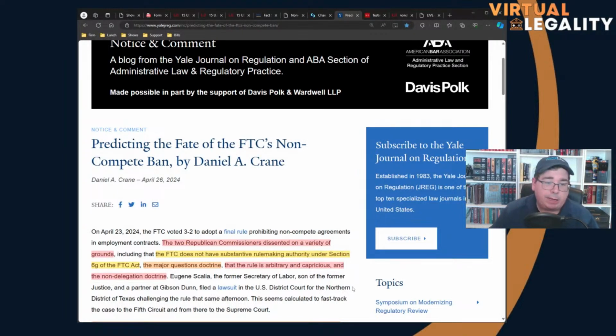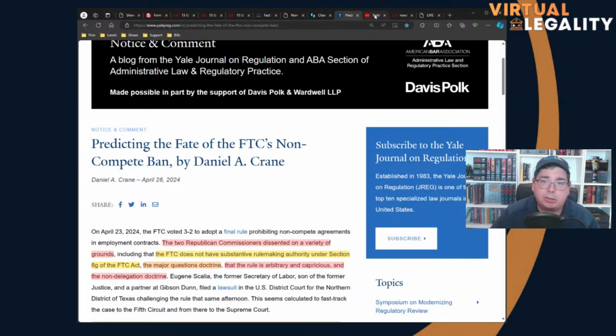So he writes, the FTC voted 3-2 to adopt a final rule prohibiting non-compete agreements in employment contracts. The two Republican commissioners dissented on a variety of grounds, including that the FTC does not have substantive rulemaking authority under 6G, the major questions doctrine, which we saw referenced, that the rule is arbitrary and capricious, and the non-delegation doctrine. And we'll talk about that one just a little bit here. I want to make sure we talk about most of them.